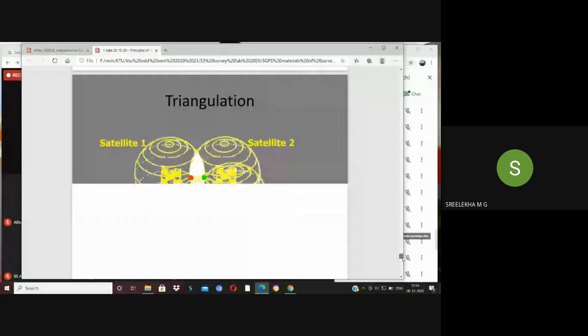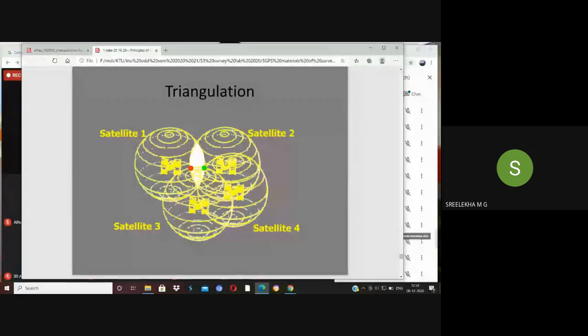So here is a picture showing four satellites. By means of four satellites, our error can be the minimum. The maximum error can be reduced still further. If 5 or 6 satellites are there, that is, if we are able to collect data from 5 or 6 satellites, then the location details we collect will be the most accurate.